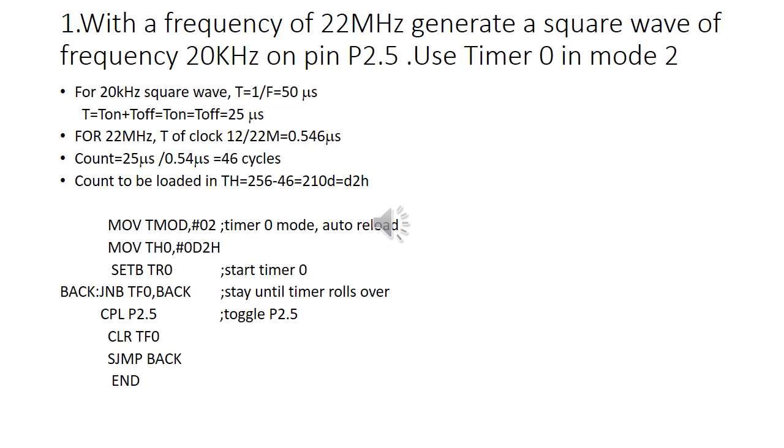The count value you are going to load into the TH register will be the maximum count value, 256, minus 46. That will be equal to 210 in decimal. In hexadecimal, it is D2H. So let me start the program.